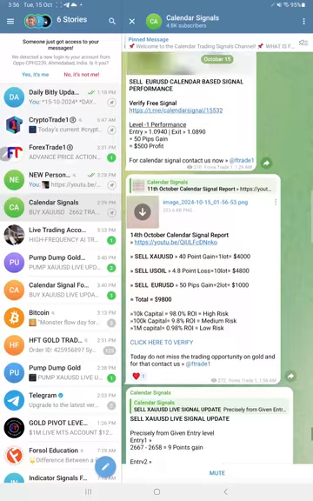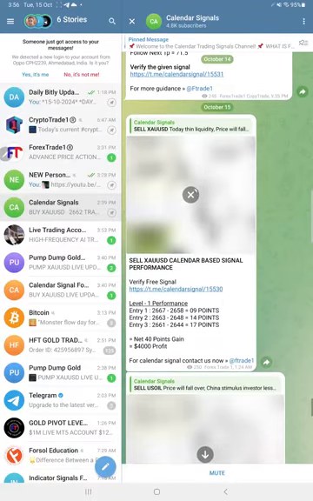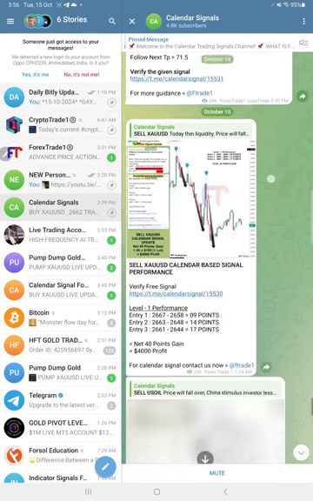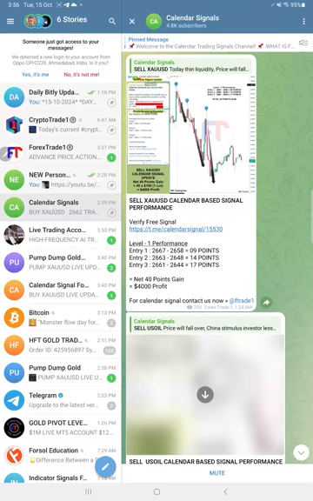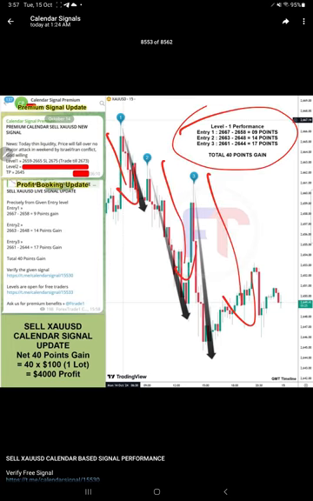If you see the previous day's performance, for example, this is yesterday's performance. You see here, yesterday we made a total of 40 points, huge profit on gold. This is the trade from where the first entry is taken, second entry, then third entry, and how much total gain in points. And then this is the premium channel screenshot revealing the levels. And here is the profit booking update in our channel.